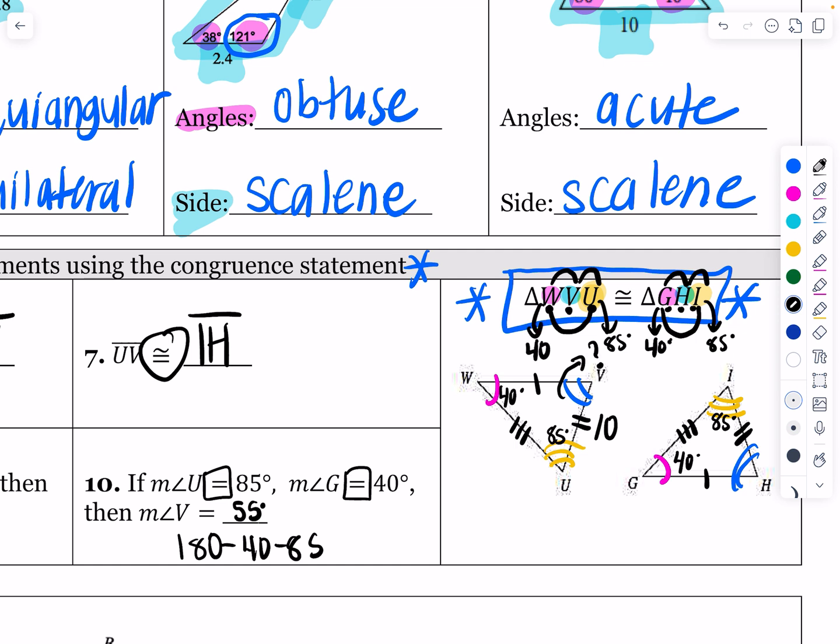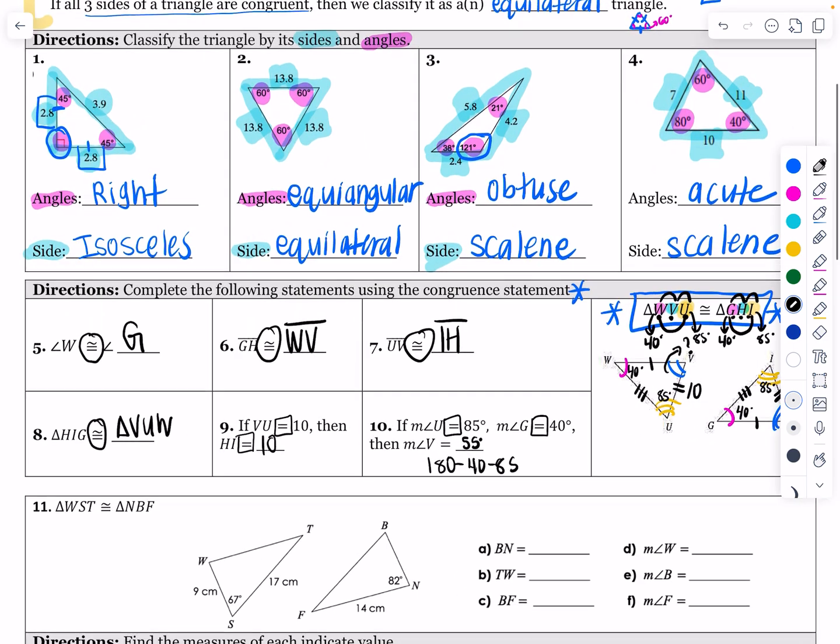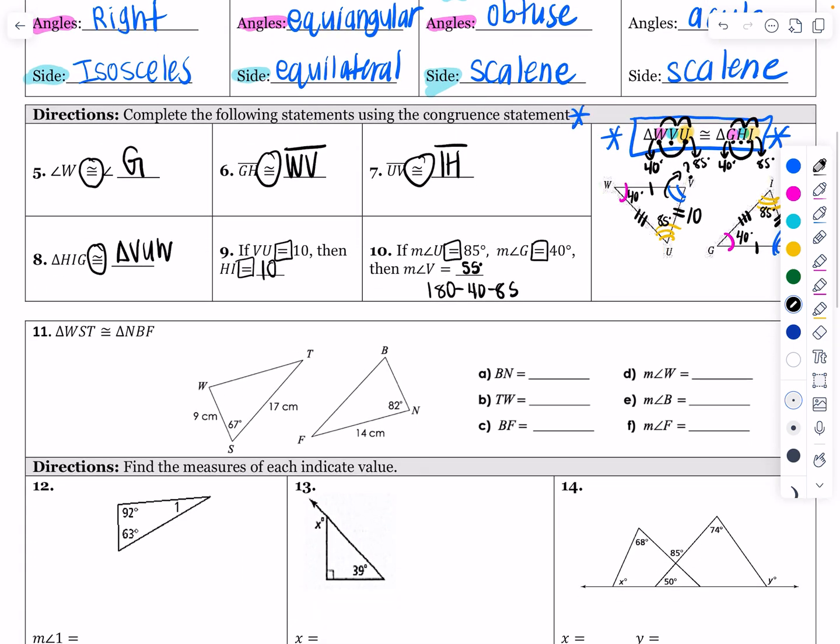How do you figure out what's left for the two blues? You'd go 180 minus 40 minus 85. So it wouldn't matter if they ask you for angle H or for angle V. You'd be able to do it from the congruent statement without a picture as well. Okay. All right, number 11, we have another congruent statement.